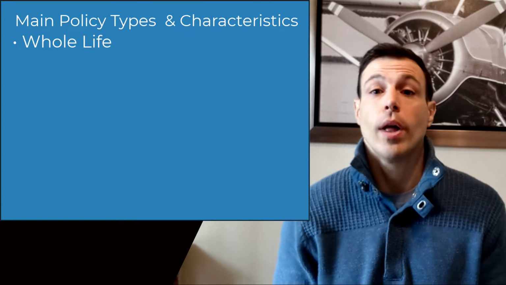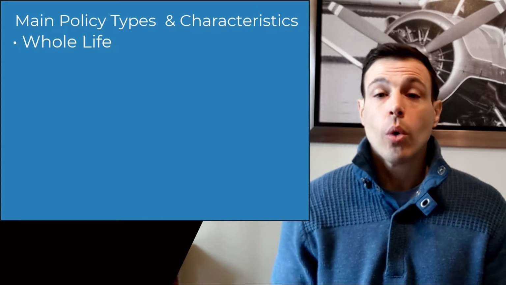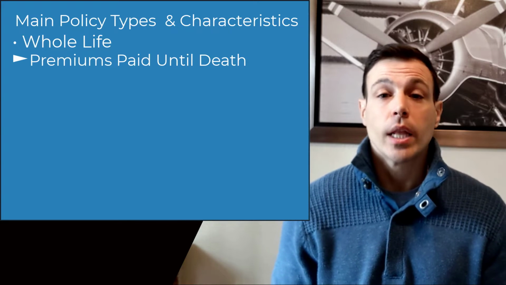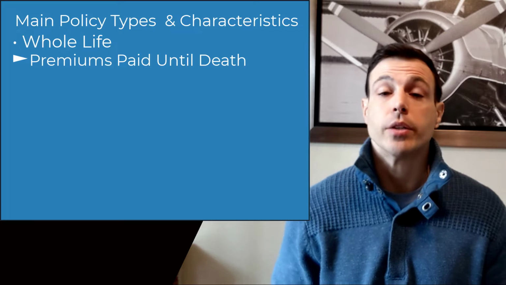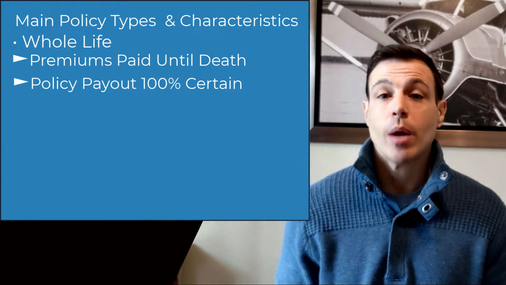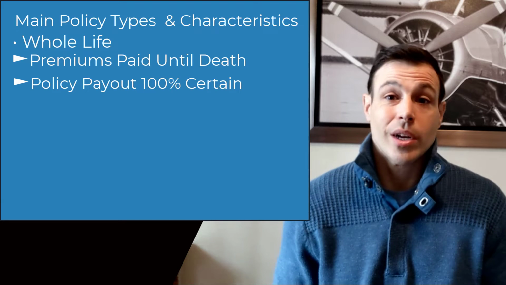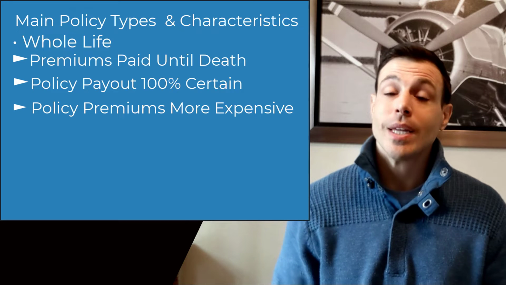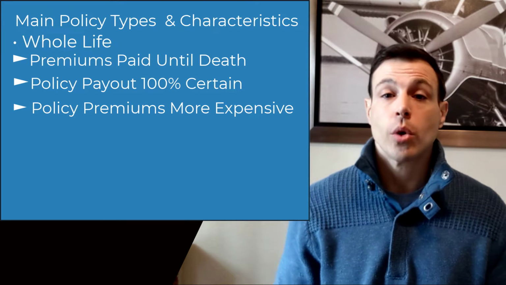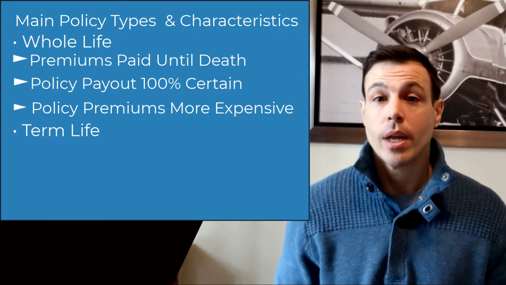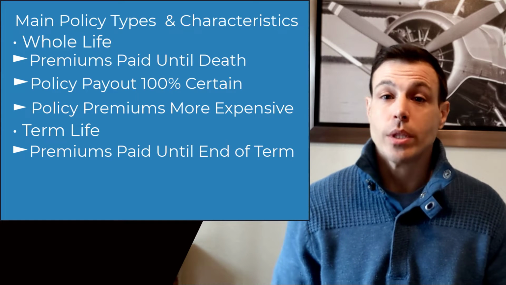So when people think of life insurance, they usually think of a whole life policy. And with the whole life policy, you pay premiums until you die, and then upon your death, a lump sum is paid to whoever you designated as the beneficiary. And because it's 100% certain you're going to die one day, the insurance company knows that they're going to have to pay out, and because that payout is certain, whole life policies tend to be expensive as compared to term life policies.